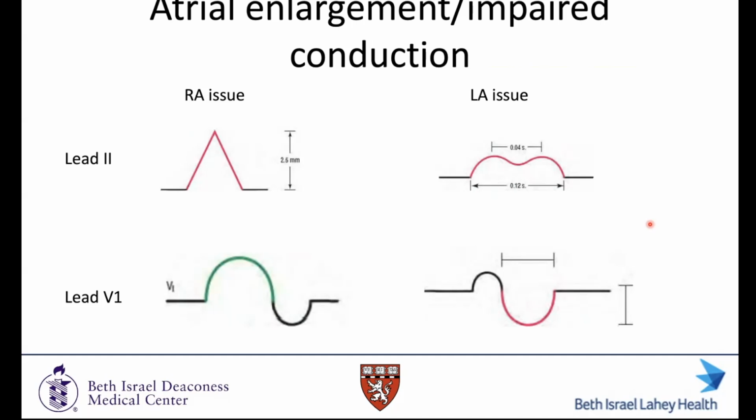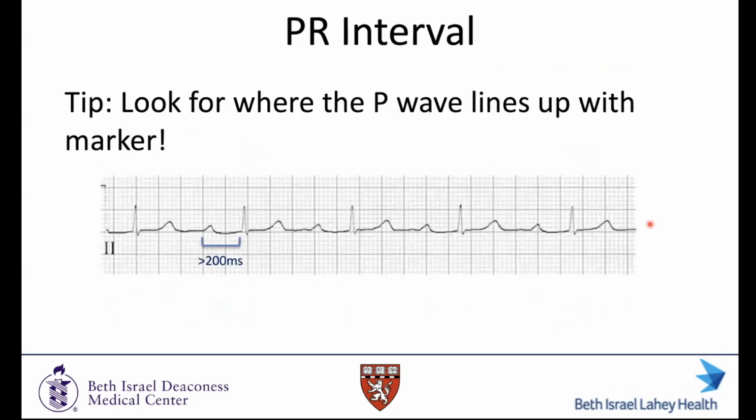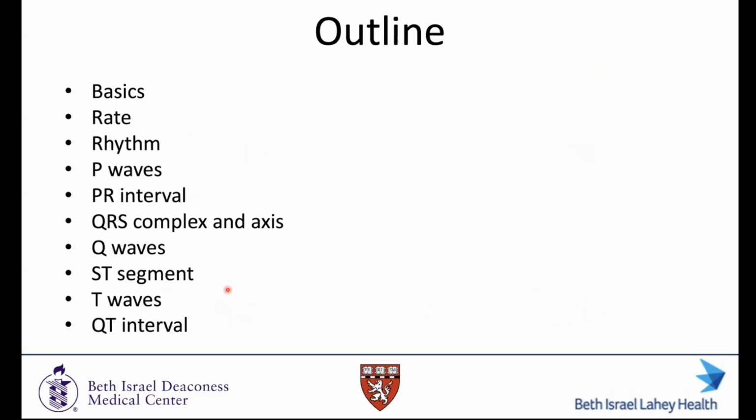Moving on to our PR interval. A normal PR interval is between 120 milliseconds and 200 milliseconds. Anything less than that is short, and anything greater than that is long. A key tip to measuring your PR interval is to find a place where the P wave starts right on one of your large box markers. This way you can quickly identify if your PR interval is prolonged because it'll be greater than one large box. Yeah, that's great. I think that's always a great idea.